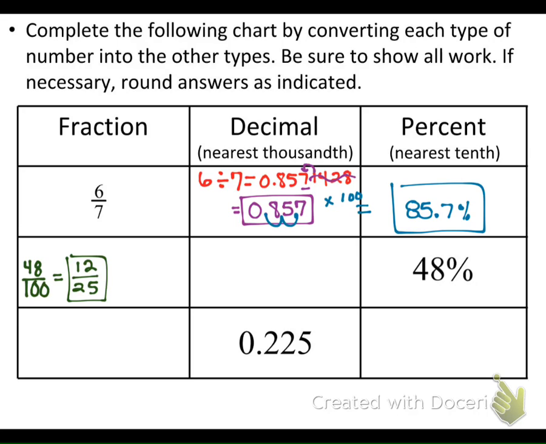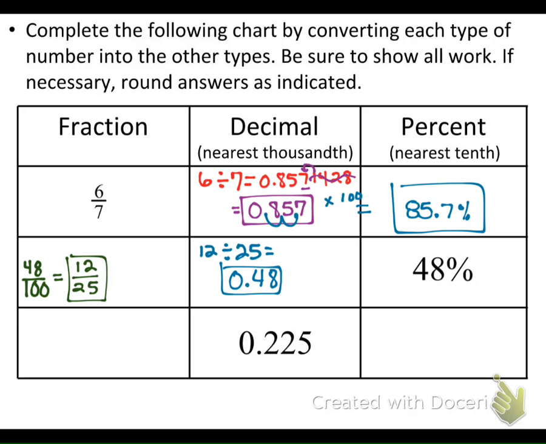AJ? Fraction to decimal. You say fraction to decimal? All right, how do I do that again? You would divide 12 by 25. So 12 divided by 25, which gets me 0.48. Perfect. Nice. Now, what if I take 48 divided by 100? And we get the same thing, right? Yep. All right. Make sure you show your work.